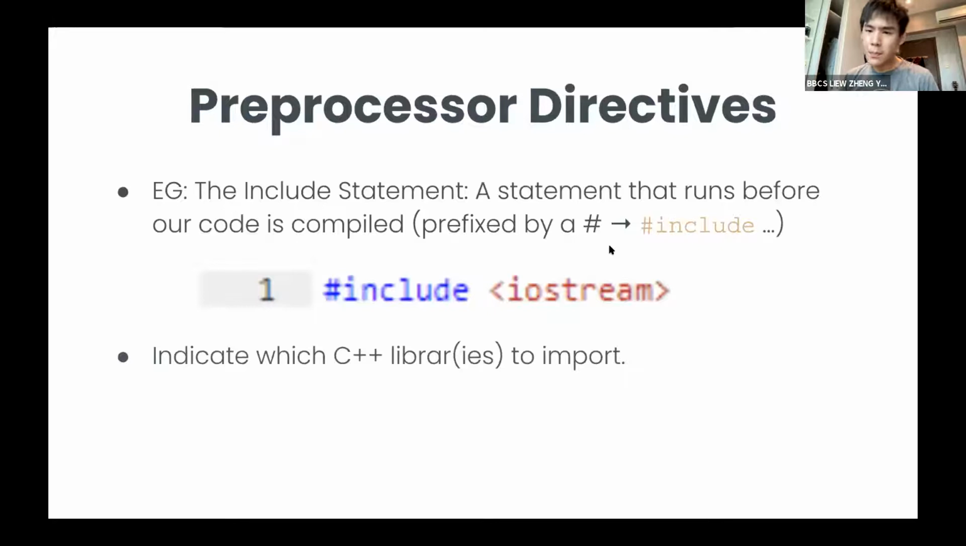So let's talk a bit about preprocessor directives. A preprocessor directive is a statement that runs right before our code is compiled, which is incredibly useful for a range of different things. This can be from header files to selective code compilation. One of the most common directives, called include, we've already looked at.